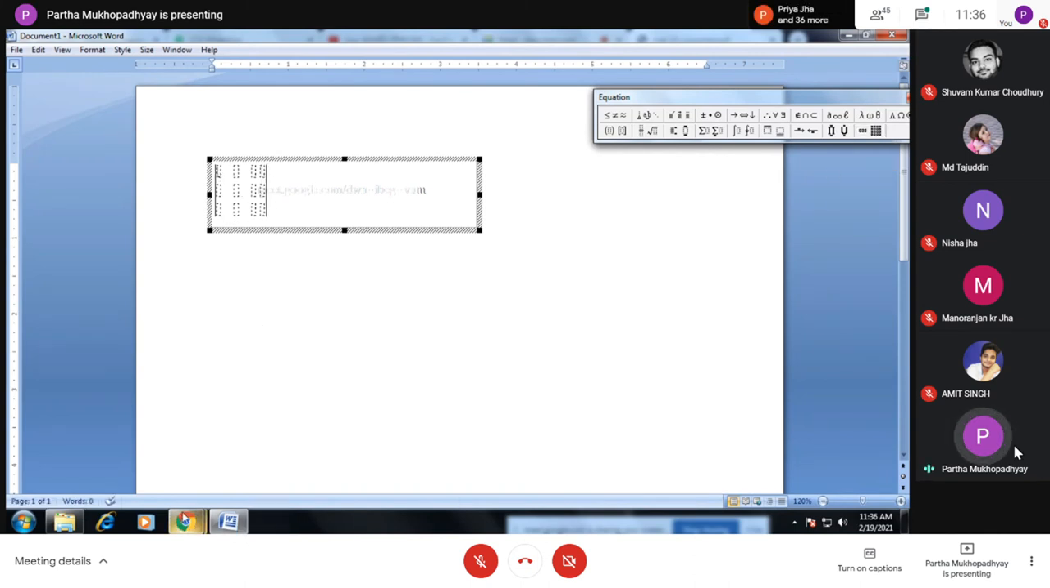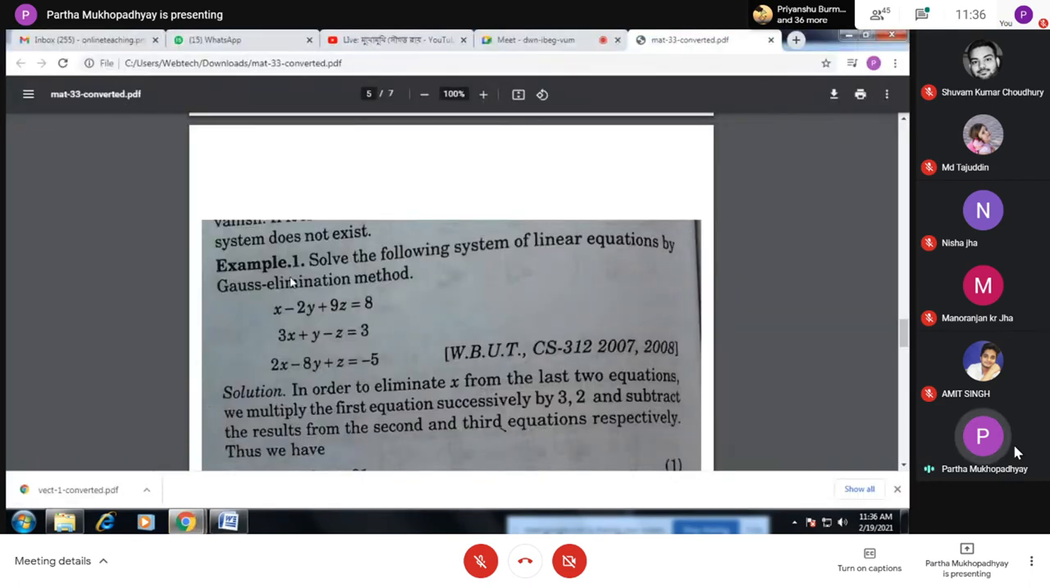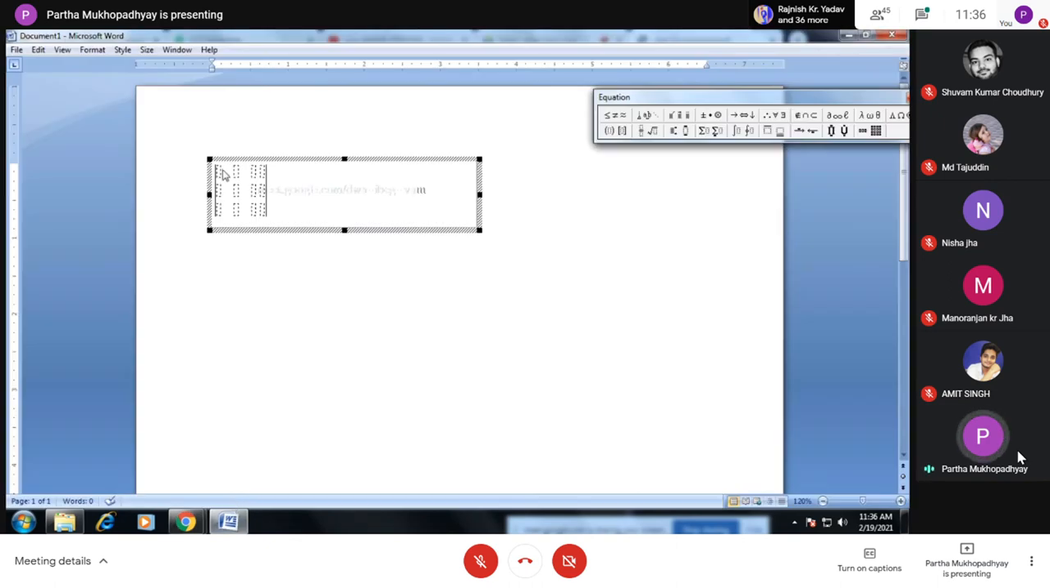Okay, all of you also write down this system, then you will be able to verify this thing. So I'm writing the coefficients and the inhomogeneous part. 1, -2, 9, 8. Actually, there should be one dotted line, but I cannot write it in this math equation editor, so just understand, then it will be okay. 1, -2, 9, then the dotted line, then 8. This 8 is the inhomogeneous part.